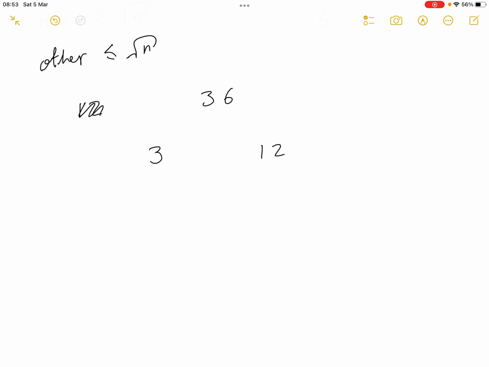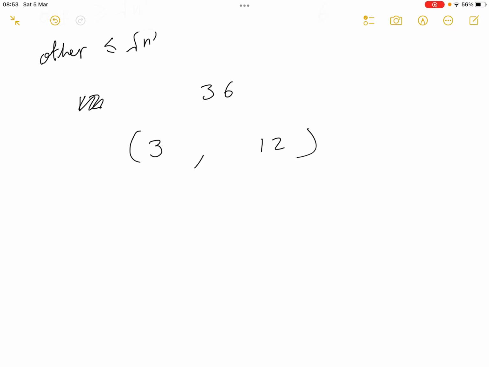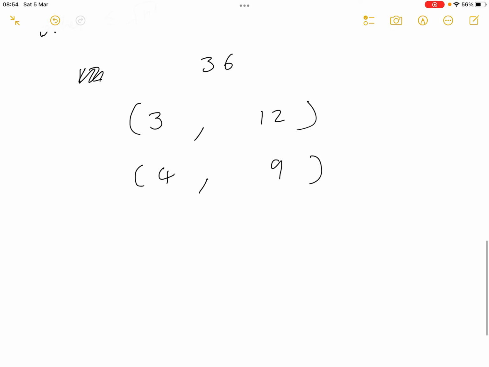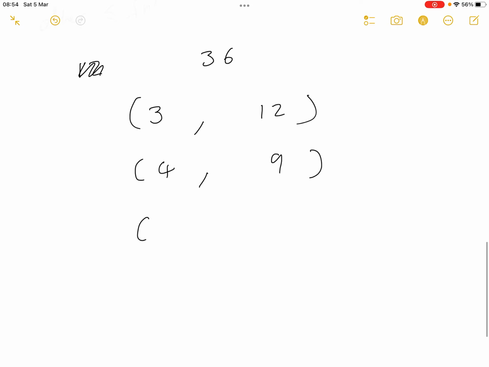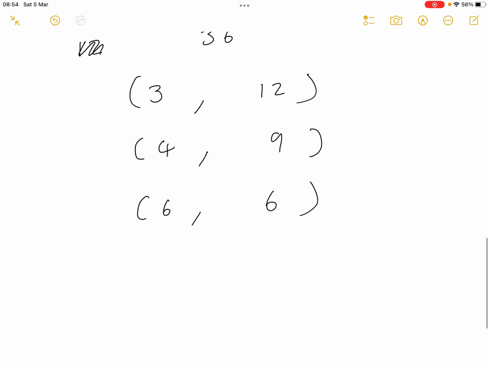So 3 and 12 are a pair of numbers that make 36 when you multiply them. And in fact, any factor of 36 will make a pair like this. So 4, for example, would make 4 and 9, which make 36. And 2 and 6 would also make a pair of numbers, although the two numbers in the pair would be the same.